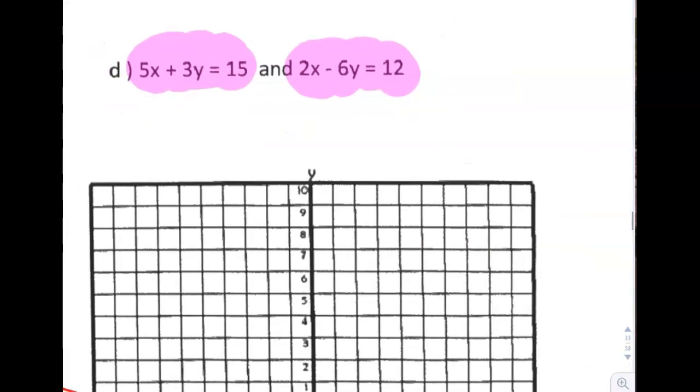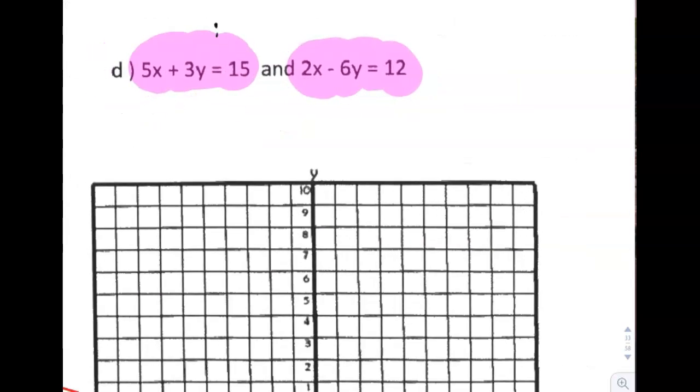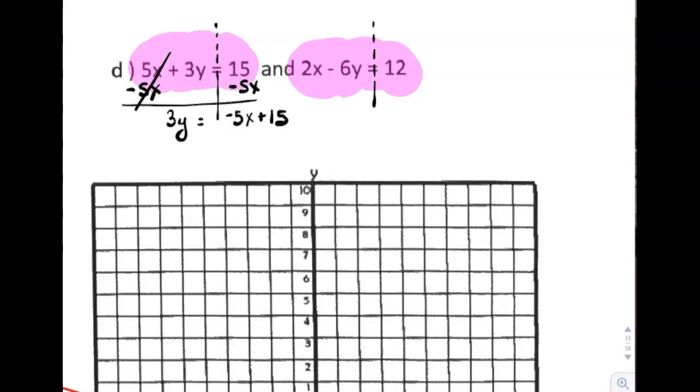All right, let's try it with this one. Problem with this one is, like on Friday's lesson, these are not yet solved for y. So I'm going to rearrange this by subtracting 5x from both sides. Now I have 3y equals -5x and a positive 15. Dr. Conklin showed you that at the end of last week. And then I'm going to divide everything by 3. So my final line is y equals -5/3 x, and that can reduce to +5, right? 15 over 3 is 5.